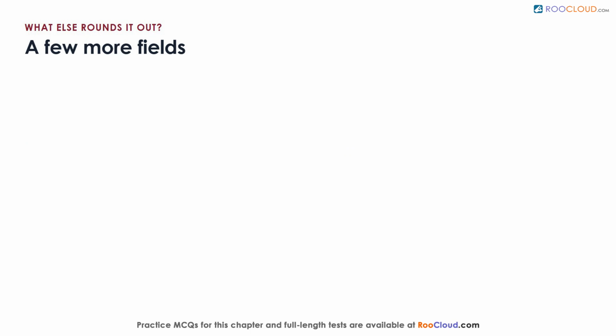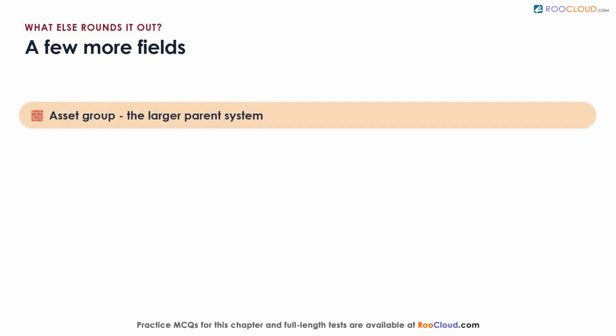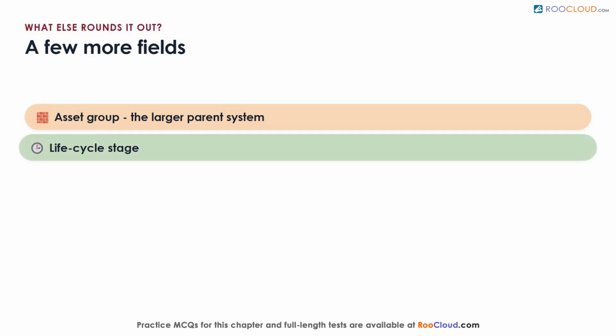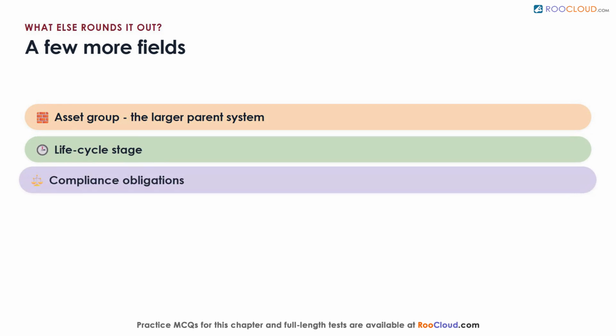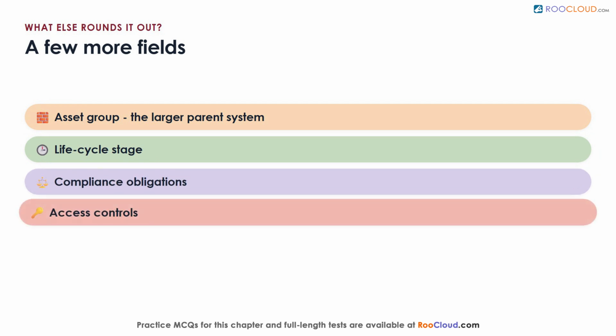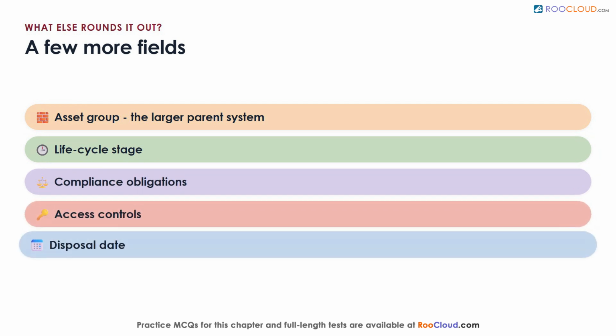Then a few more fields round it out. Which larger system the asset belongs to. Where it sits in its life cycle. Any legal or regulatory obligations tied to it. Who is allowed to access it. And the date it was retired or removed.